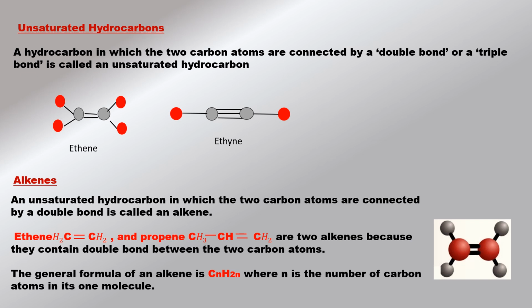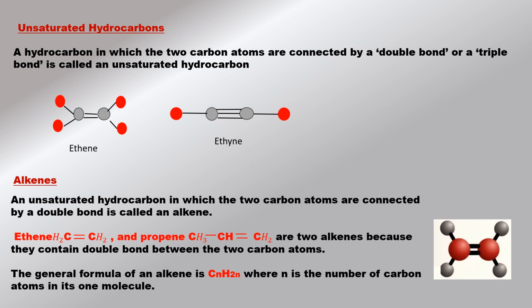The unsaturated hydrocarbons are obtained mostly from petroleum by a process called cracking. Unsaturated hydrocarbons are of two types. Those containing carbon-carbon double bonds, alkenes. Those containing carbon-carbon triple bonds, alkynes.